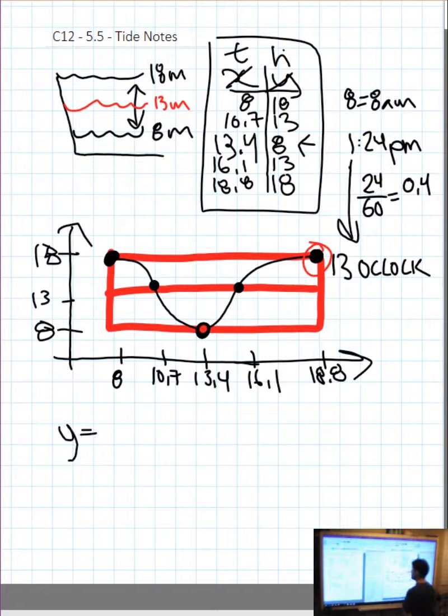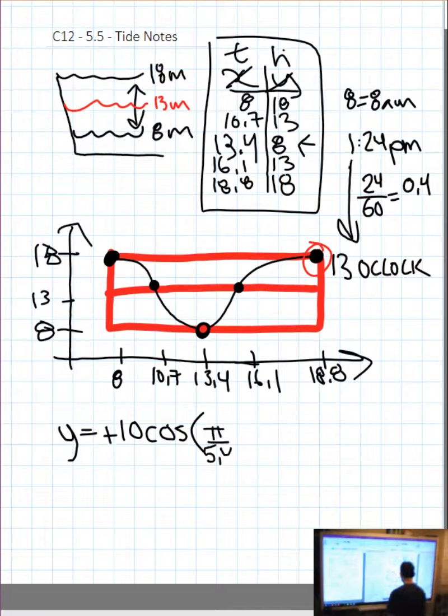Y equals, the difference from high tide to low tide is 10. It's a positive because it looks positive. Cosine. I'm just going to talk about it. Lots of the times the teachers are just going to talk about it. P is equal to 2 pi over B. Cross multiply. B is equal to 2 pi over P. The period is the full period for the whole time. And that full period is 18.8 minus 8, which is 10.8. Therefore, 2 pi divided by 10.8 is pi over 5.4.